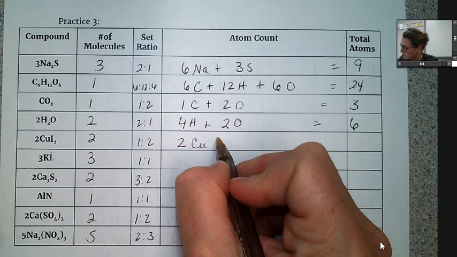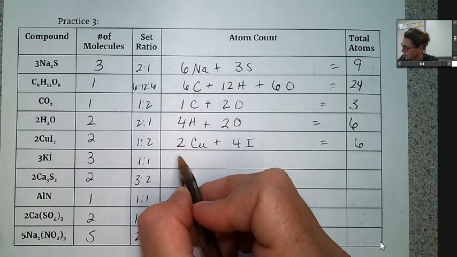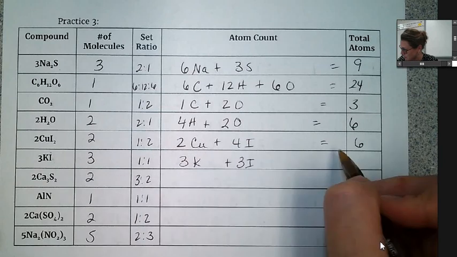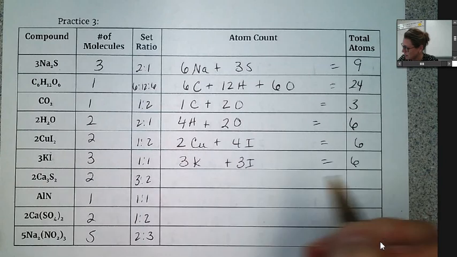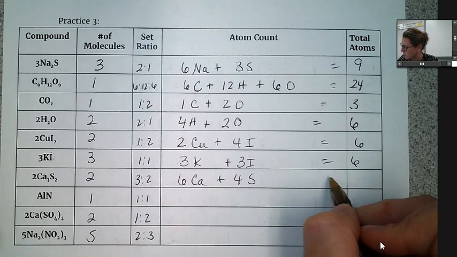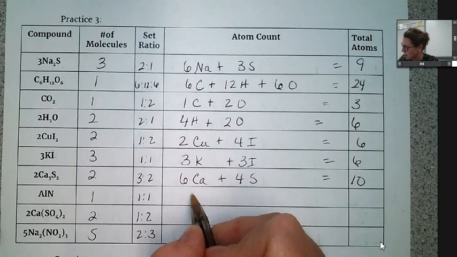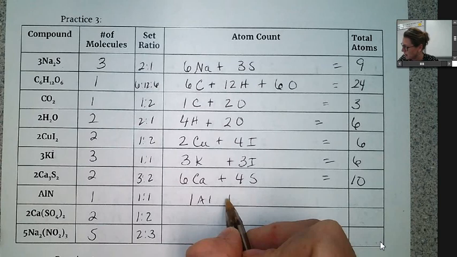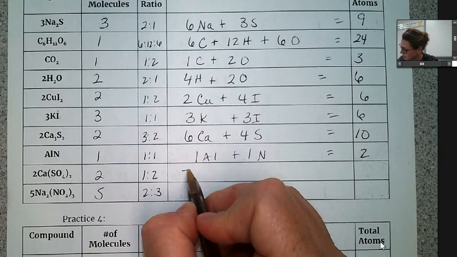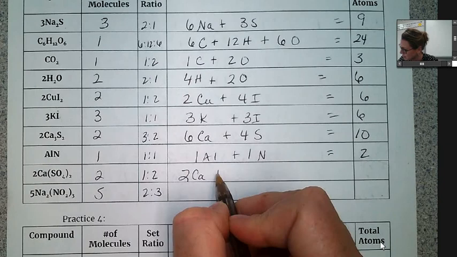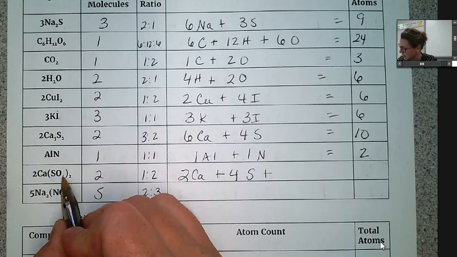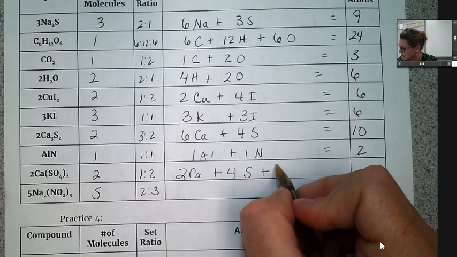This case I have 3 potassium plus 3 iodine, which is going to give me 6. This case I have 6 calcium plus 4 sulfurs, which is going to give me 10. I have 1 aluminum plus 1 nitrogen, which is going to give me 2. This case I have 2 calciums plus 4 sulfurs plus, that's 2 times 4, which is 8, and 8 times 2, which is 16 oxygens there. So that's going to give me a total of 22.